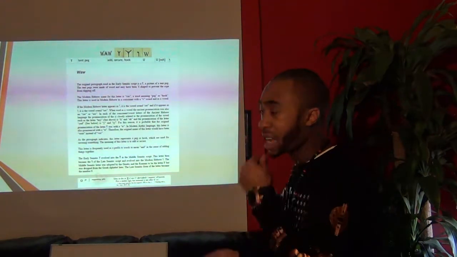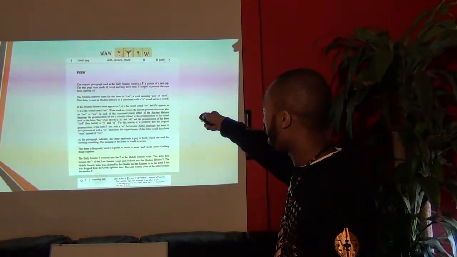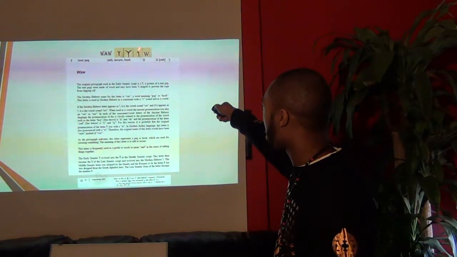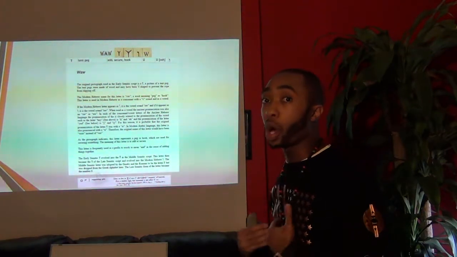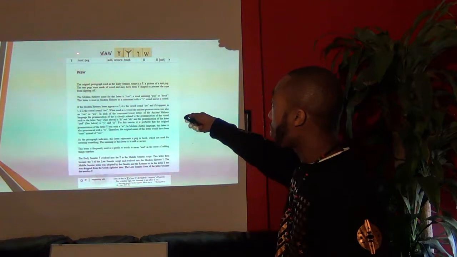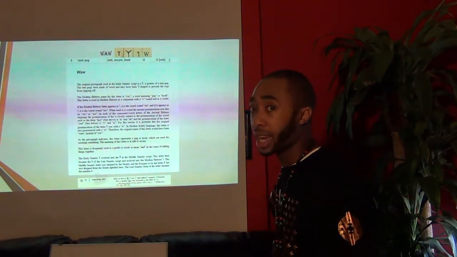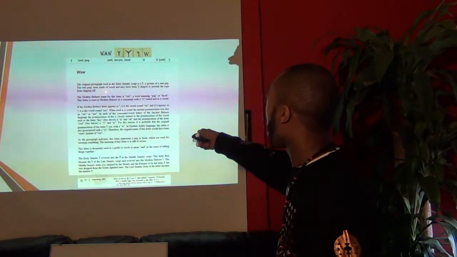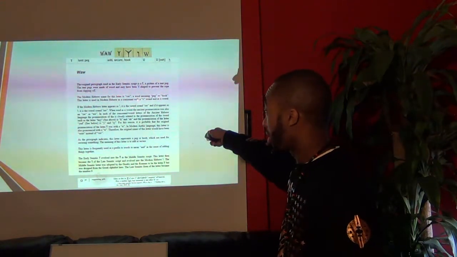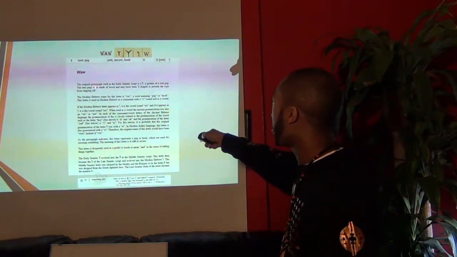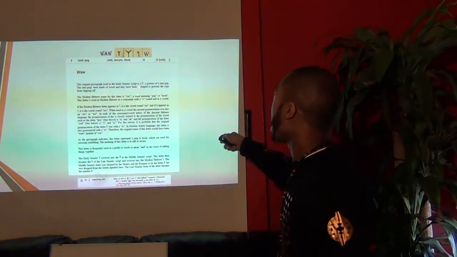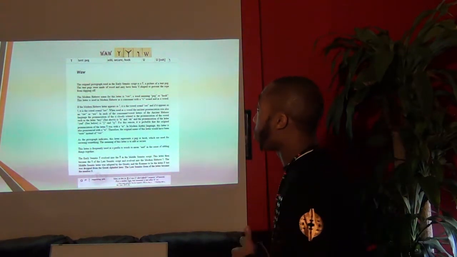Wav. As you can see, it's an image of a tent peg. All right, this is the Paleo Hebrew. This is the modern, and it's in our English the wa or the W sound. What does that mean? A tent peg, meaning to add, secure, or hook. The original pictograph used in the early Semitic script is a picture of a tent peg. The tent pegs were made of wood and may have been Y-shaped to prevent the rope from slipping off.